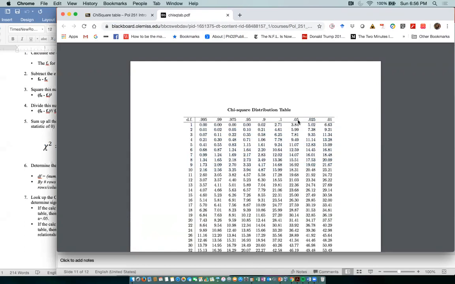So now the trick is to then find the value of chi-square that matches the degrees of freedom in this column of 0.05. So as we had already calculated, our degrees of freedom is 2. So we're looking at this row right here with 2 degrees of freedom. So 2 degrees of freedom, alpha of 0.05. We have a critical chi-square value of 5.99.